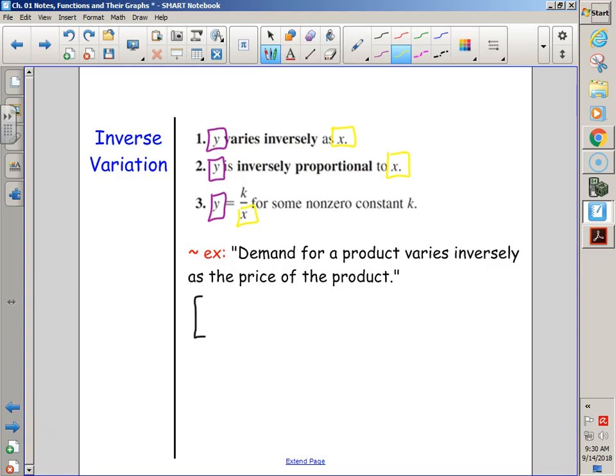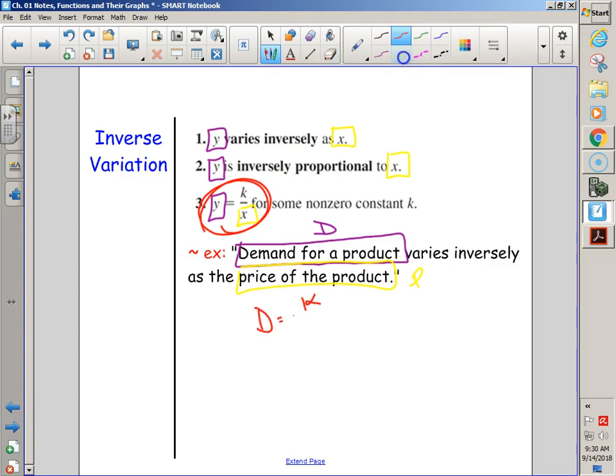You see the division for the inversely proportional to. So as you look down at your example, if we're trying to make a model from the words, what's your first quantity? Demand for a product. You could do the entire thing, but what's the main idea? Demand. And then what comes second? The price of the product. So we could call it P. Is that okay? Demand and price. So as you set up your equation, what are you going to have? D equals K over P.